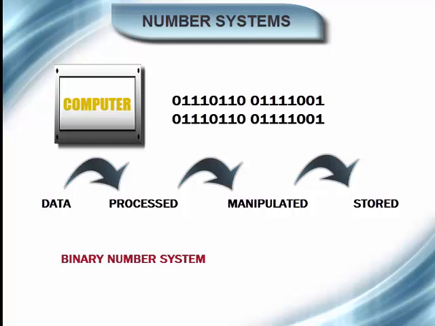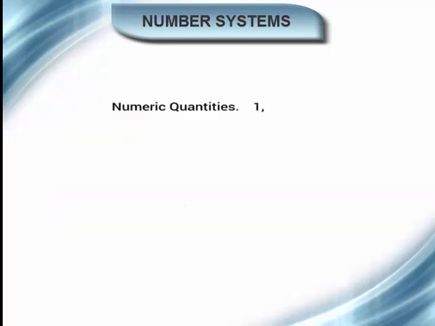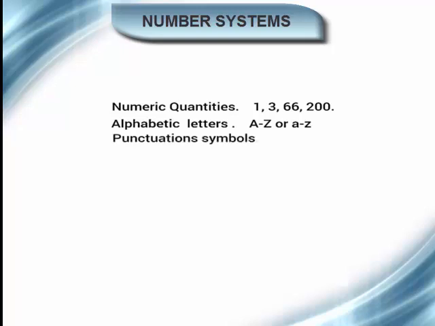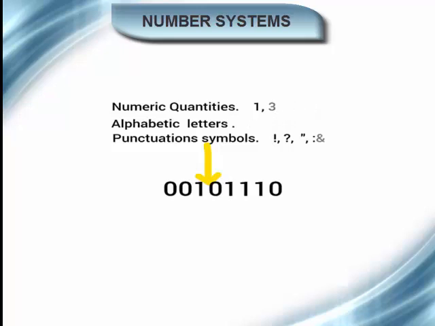Computers use binary numbers to represent all forms of data. This data can be numeric quantities such as numbers, alphabetic letters such as A to Z, either in uppercase or lowercase, and symbols such as punctuation. All these are represented inside a computer system by a specific pattern of zeros and ones.